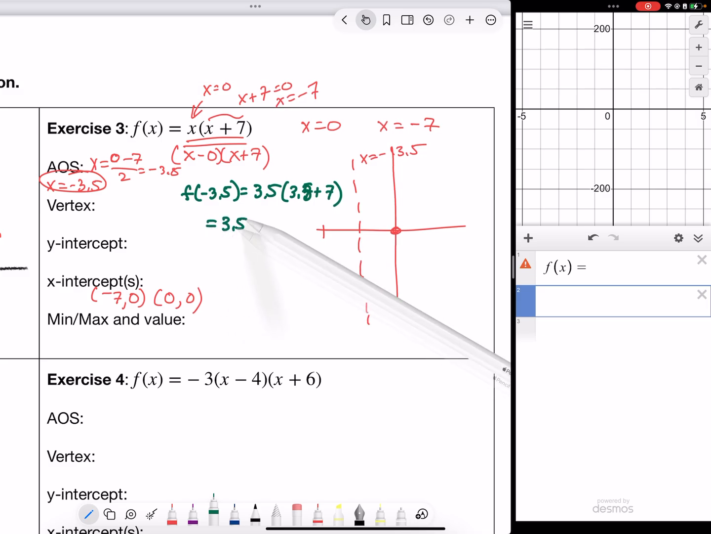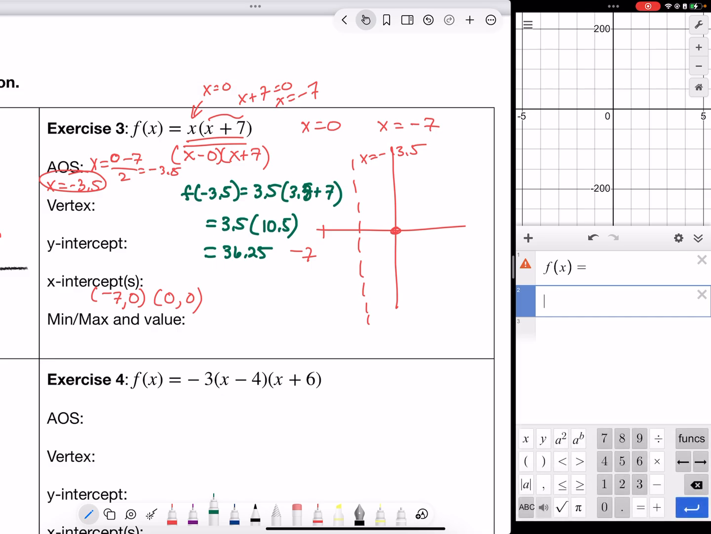So I have to do 3.5 plus 7, which is 10.5. So let's see here. That's 35 plus 1.25. It's like 36.25, I think. I'm not quite sure about that, so I'm going to grab my calculator here. 3.5 times 10. 36.5, 36.75. I thought I was off by a little bit. There we go.